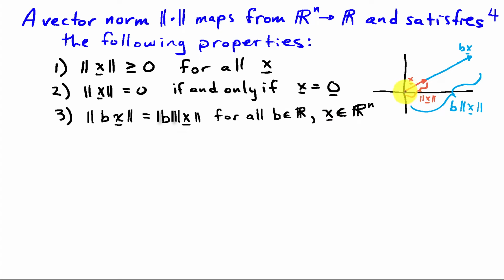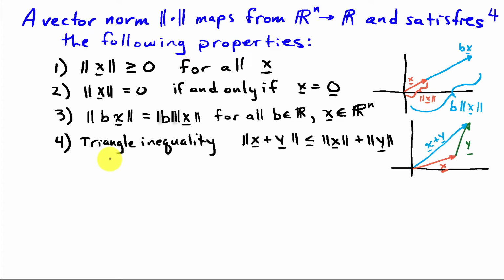What this means is here's x, say in orange, and then if I scale x by b, I make it longer. In this example, I've drawn that in blue. Then the norm of the scaled vector has to be b times the norm of the original unscaled vector.